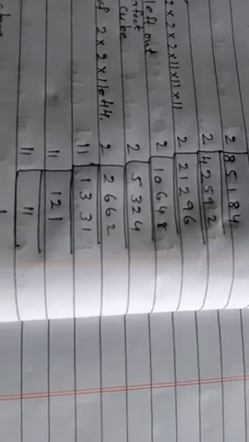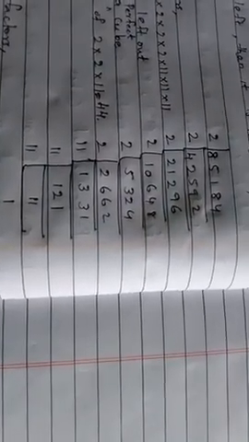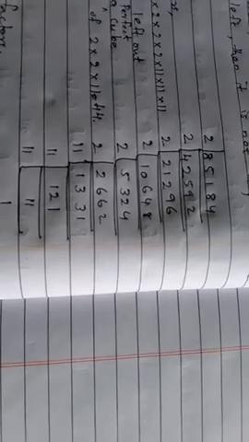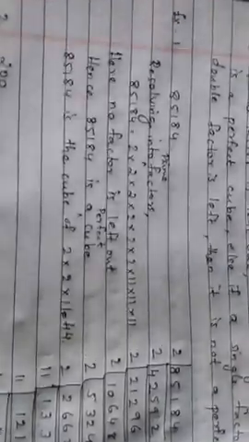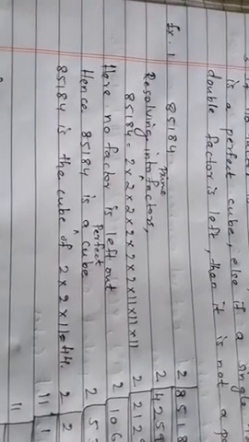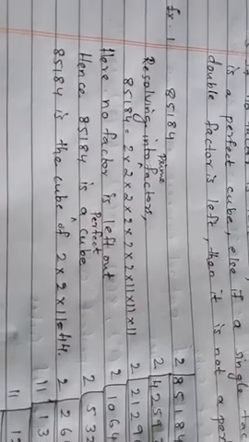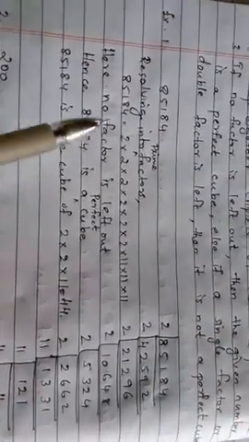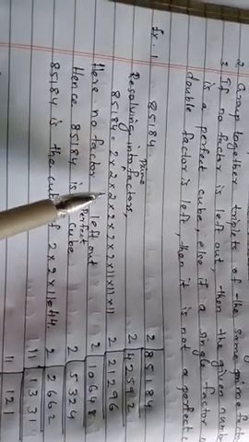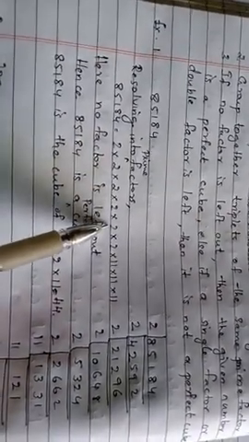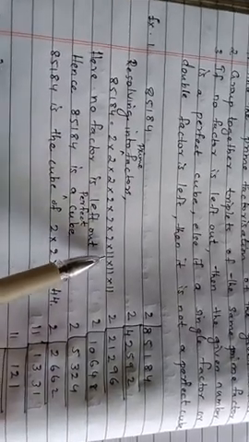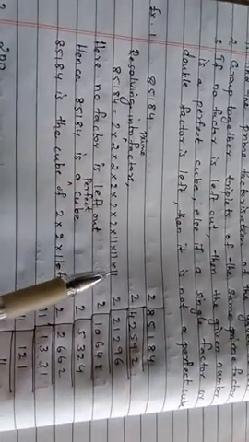85,184, and the first step we have to do is the prime factorization. Here the prime factorization of 85,184 is given. Now resolving the given number 85,184 into prime factors, we can write 85,184 as 2 multiplied by 2 multiplied by 2 multiplied by 2 multiplied by 2 multiplied by 2 multiplied by 11 multiplied by 11 multiplied by 11.